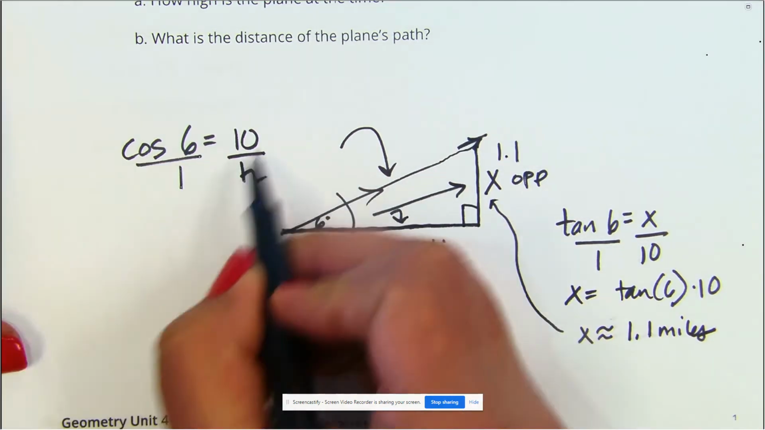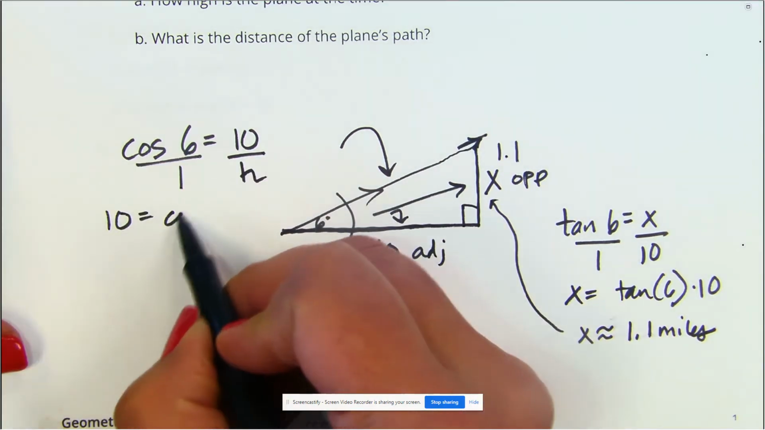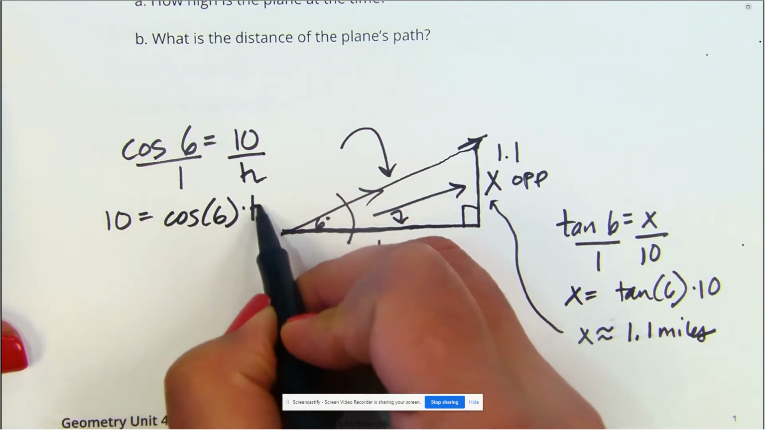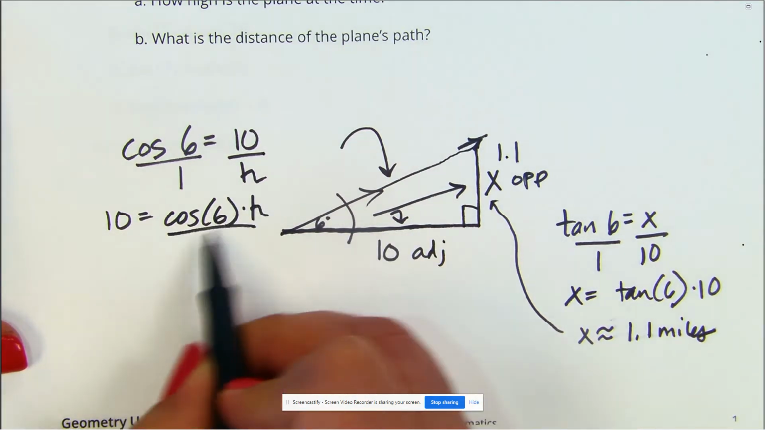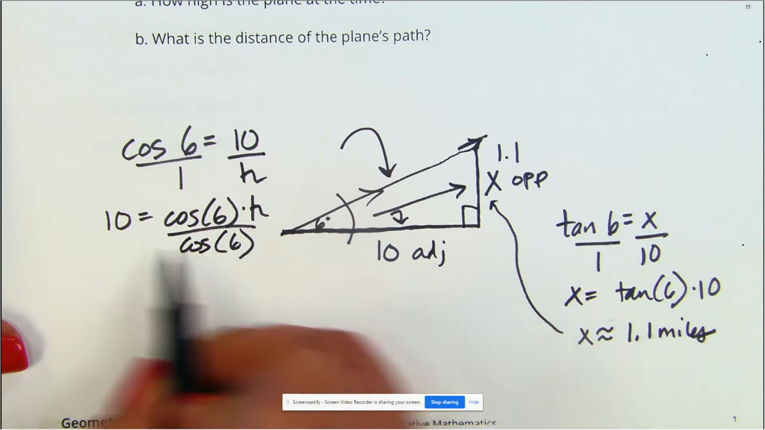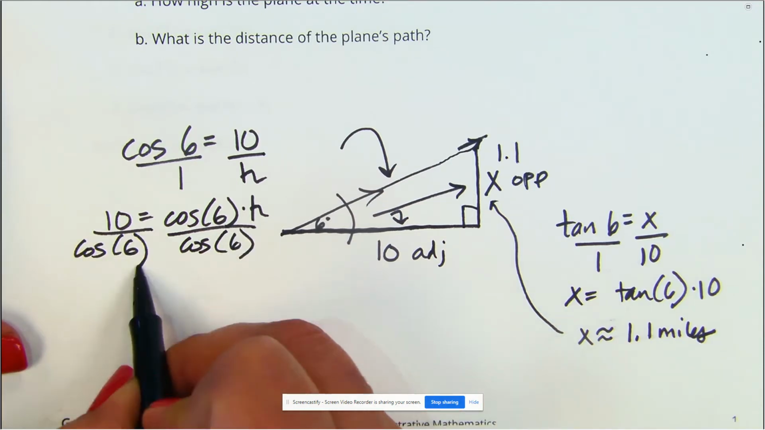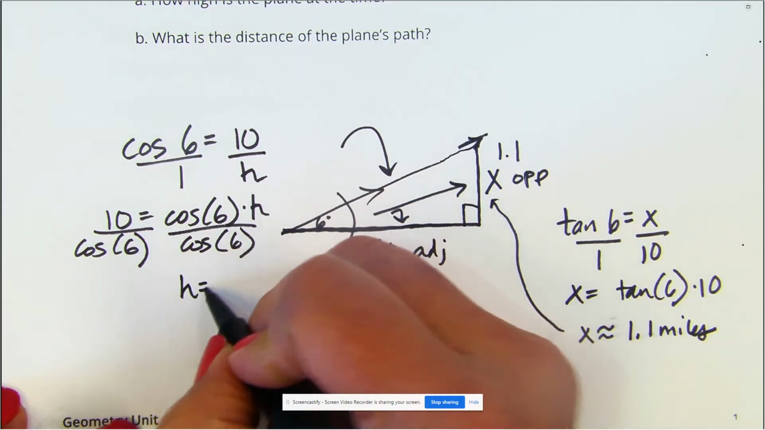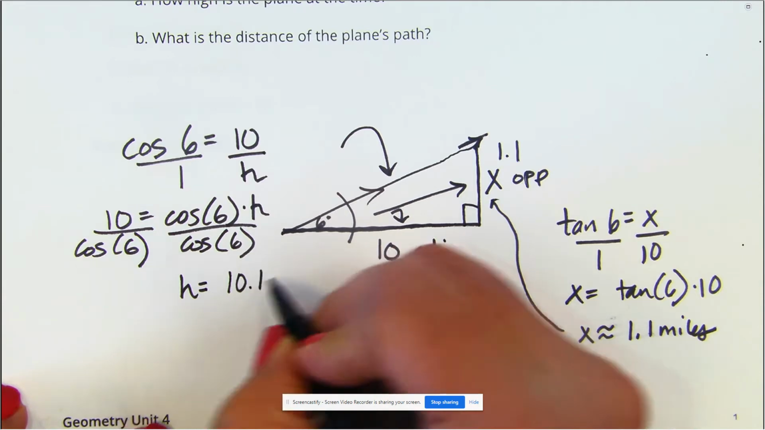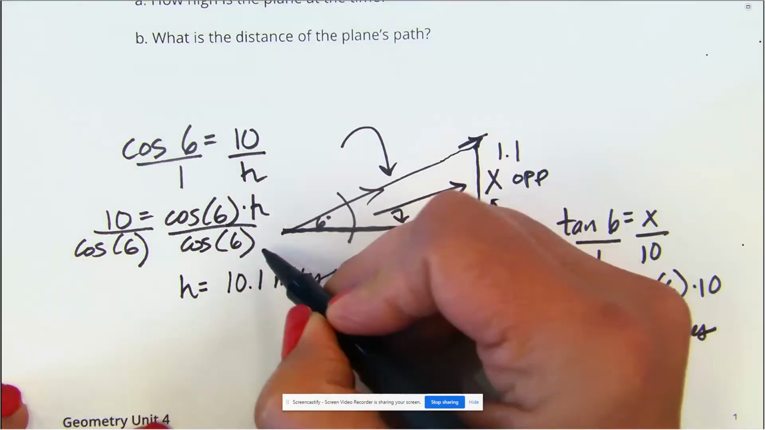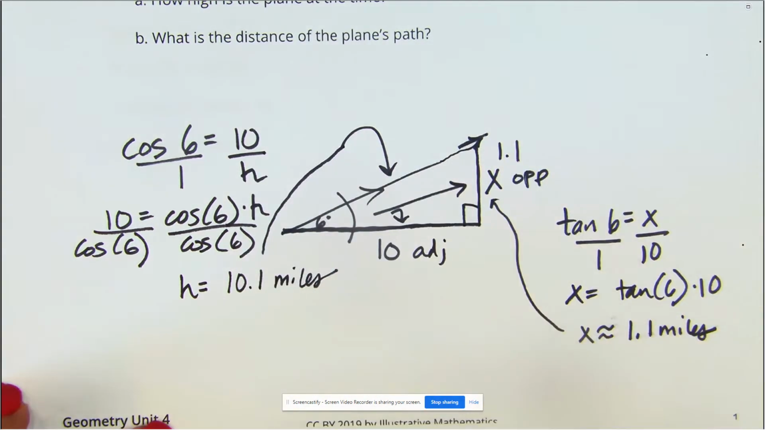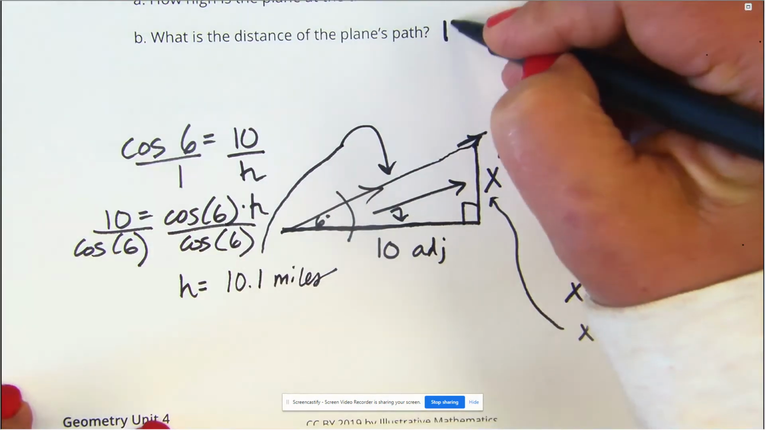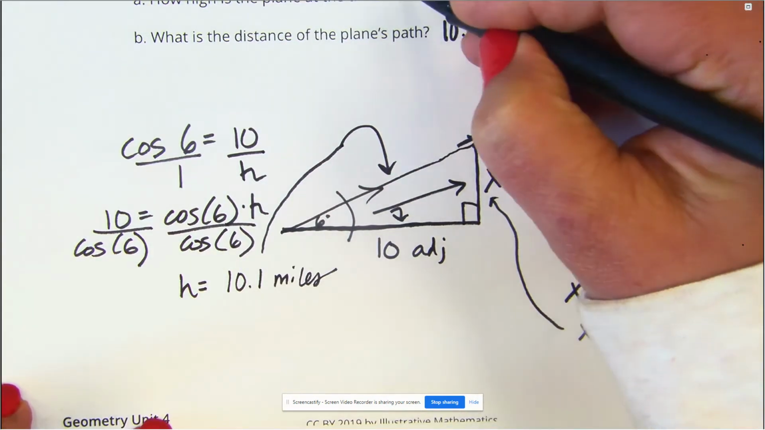Put a 1 under this. That's 10 equals the cosine of 6 times h. I'm going to divide both sides by the cosine of 6. So type that into my calculator. 10 divided by the cosine of 6. The plane's path is about 10.1 miles right here. So this is 10.1. This was about 1.1.